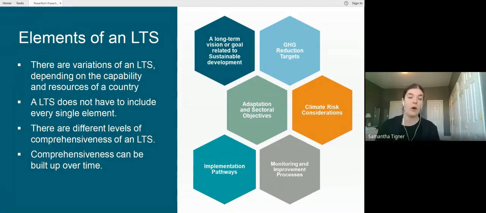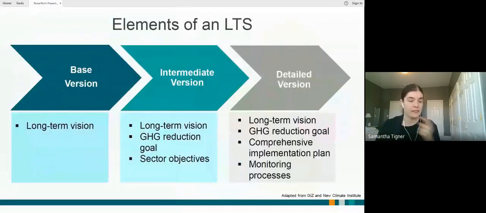So this is sort of an overview of the various components that we'll see in long-term strategies throughout. But we'll also talk a little bit more about the varied levels of comprehensiveness and ambitiousness of long-term strategies. So Logan, if you want to slide to the next one.